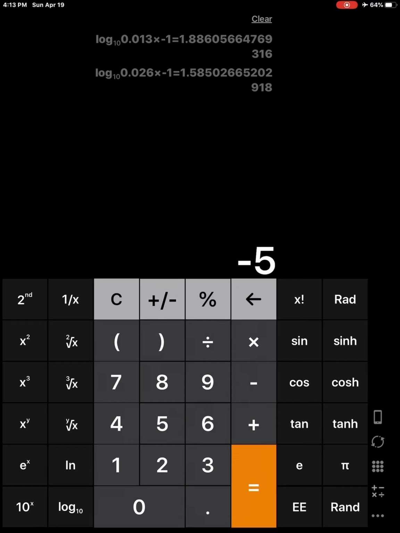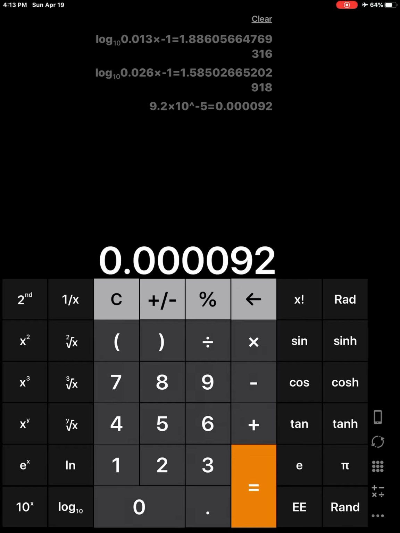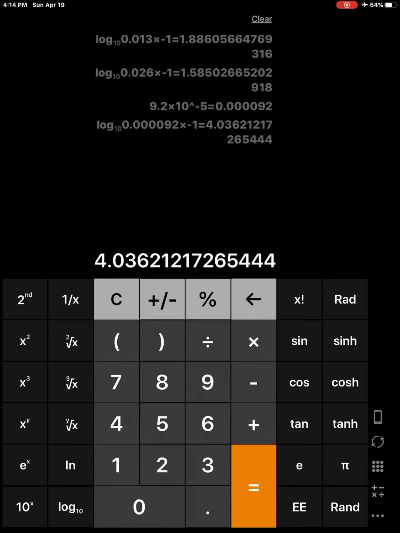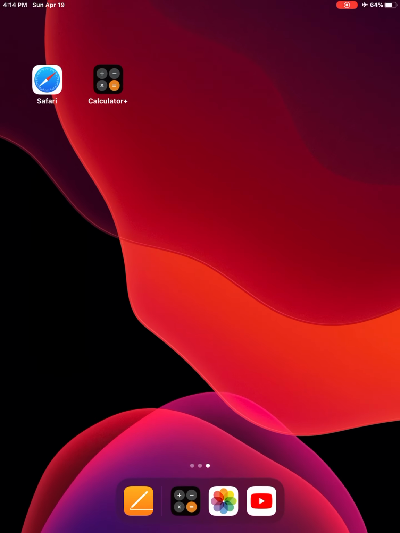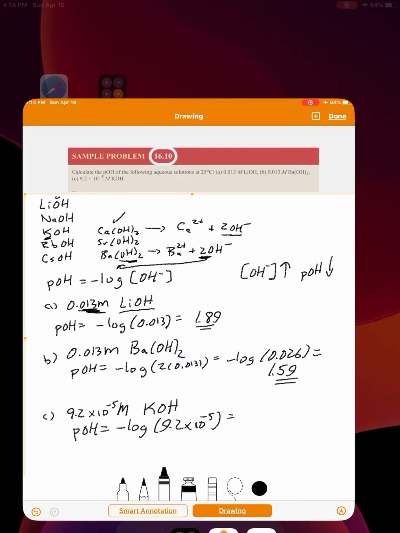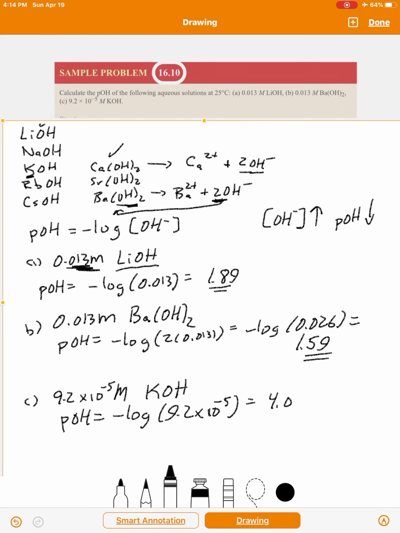Let's put that in decimal so you can see it in decimal, right? 9.2 times 10 to the minus 5. We're going to take the log of that, and then we're going to multiply it by negative 1. 4.04. There's our answer. Now notice that this last one, part C, has the highest pOH, right? It has the lowest concentration of hydroxide, therefore it would have the highest pOH. Okay?